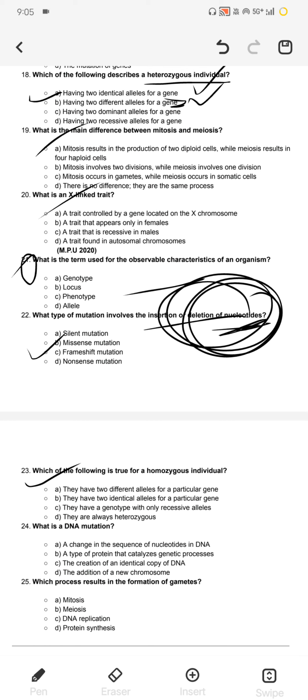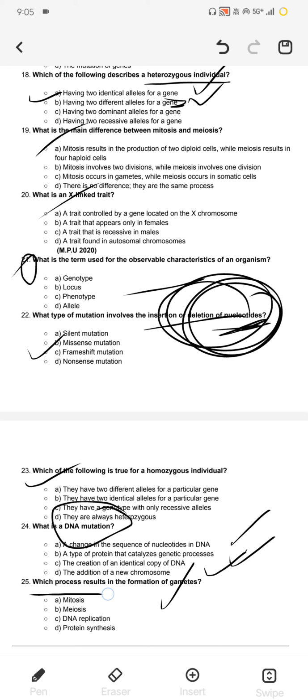Next is what is DNA mutation? Your options are a change in the sequence of nucleotides in DNA, a type of protein that catalyzes genetic processes, the creation of identical copies of DNA, or the addition of a new chromosome. What is DNA mutation, we have to tell. So the right answer is a change in the sequence of nucleotides in DNA.